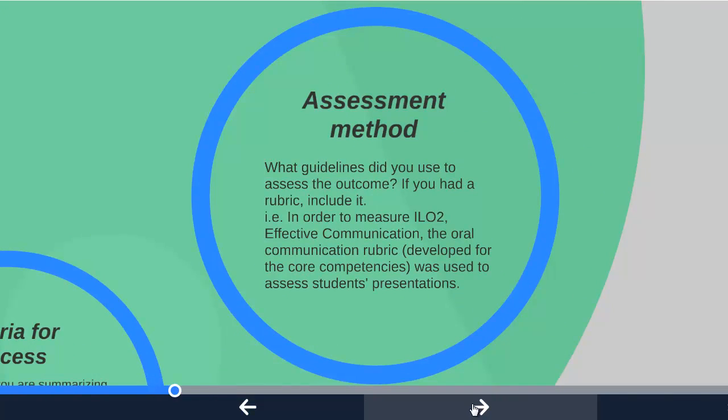Assessment method. This is simply the guidelines that you use to assess the outcome. If you used a rubric, that would be the assessment method. If you used an exam, the exam itself would be the assessment method. As an example, you might include in your report, in order to measure ILO 2, effective communication, the oral communication rubric was used to assess students' presentations.